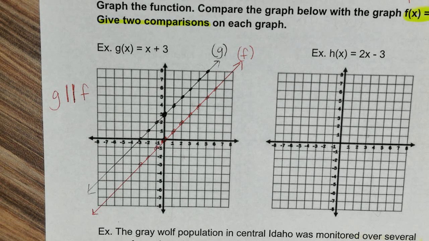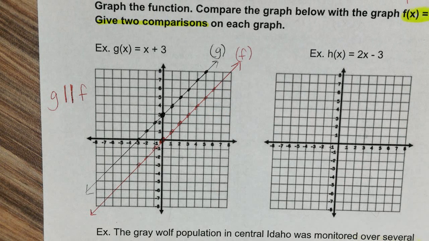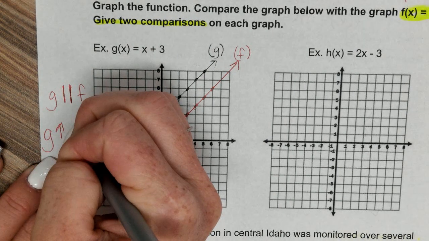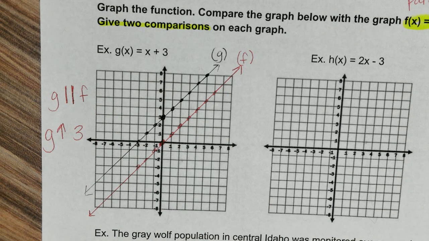Now we're going to describe where g is located in comparison to f. So g is above it or below it? g is above it. How much above it is it? So you're going to put g is up 3. How easy is this? Pretty easy?